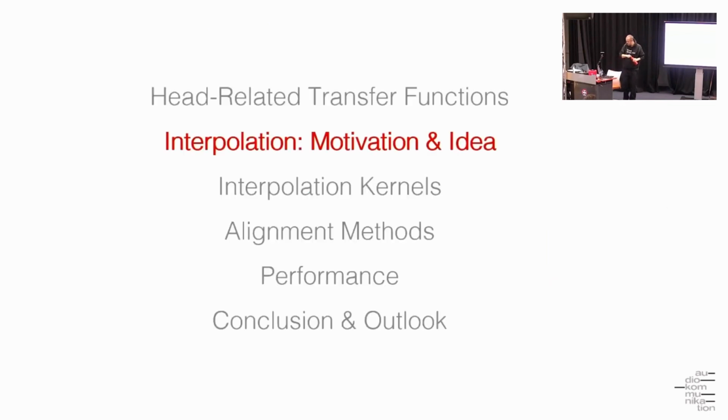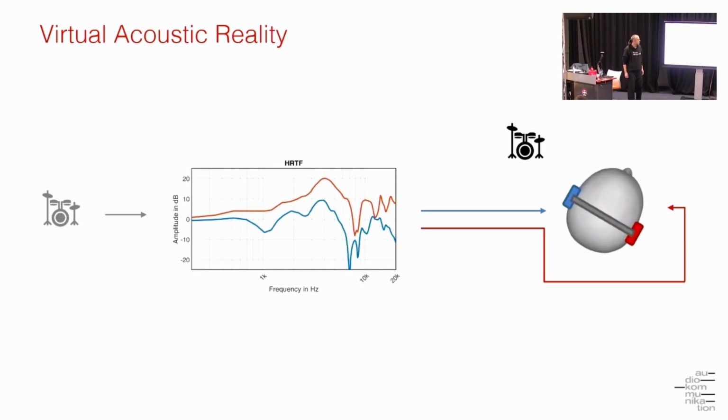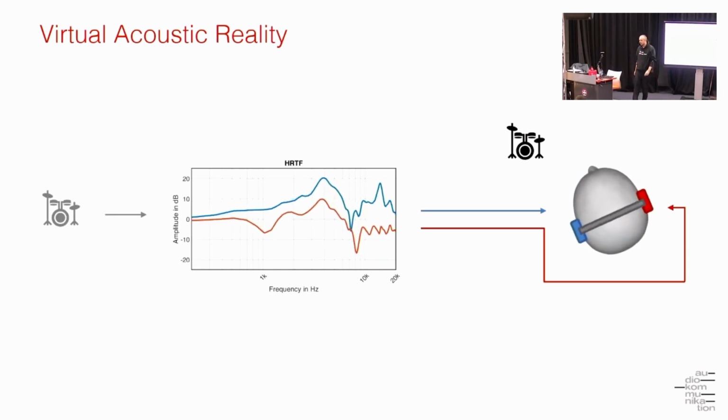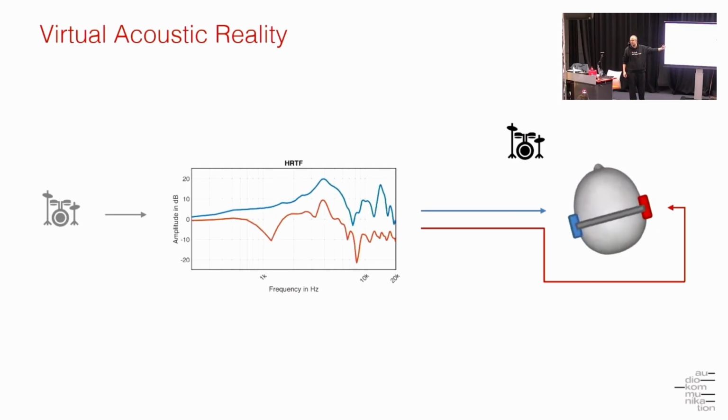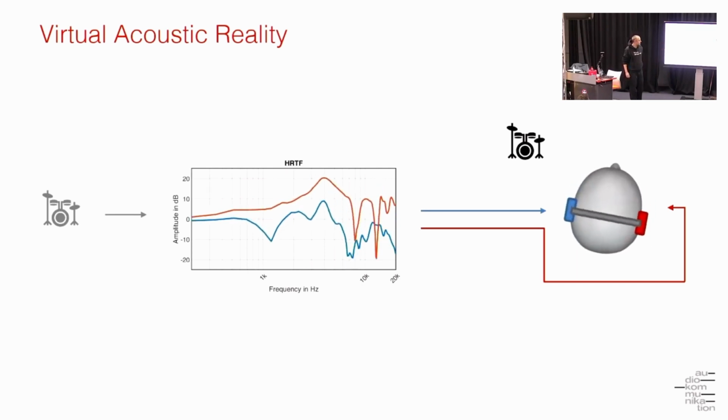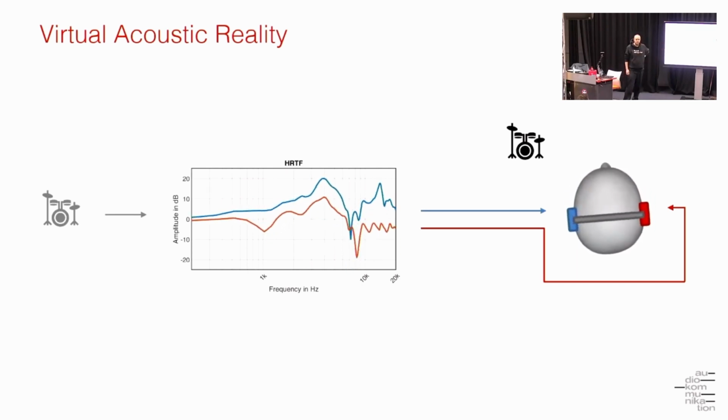So if it is so simple, then why should we interpolate? One possible answer to this is, in virtual reality, we usually want the listeners to be able to move. And if they move, that means that they would trigger lots of HRTFs for different head-to-source orientations. And we usually don't have HRTFs in the resolution required for someone moving in real time through virtual or augmented reality.